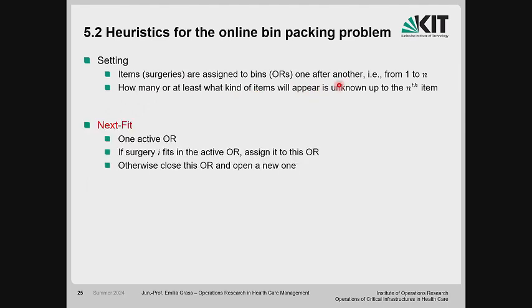And we could use the next fit. We knew it from the patient transportation. We have one active operating room. If the incoming surgery fits into the active operating room, so we have enough capacity, then assign it to the operating room. If it comes in at 50%, and our operating room is already 60% full, we simply open a new operating room and place it in the next operating room. So this is the easiest way.